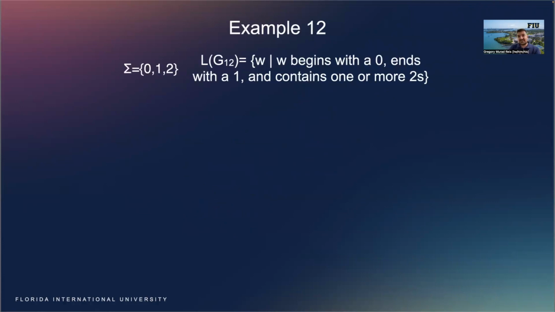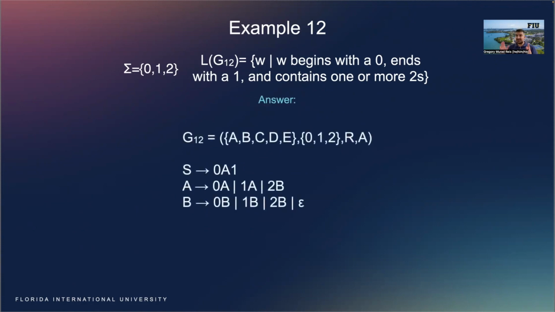W begins with a 0, ends with a 1, and contains 1 or more 2's. Okay? So it has to begin with a 0, it has to end with a 1, and it can contain 1 or more 2's. So first, let's take care of that restriction. Starts with a 0 and ends with a 1. So every time I start a derivation, I have to start with 0, A, 1. Easy. Now, what can A be? A can be a bunch of 0's or a bunch of 1's, or how do I reach the epsilon? I need to reach the epsilon to form my final string.